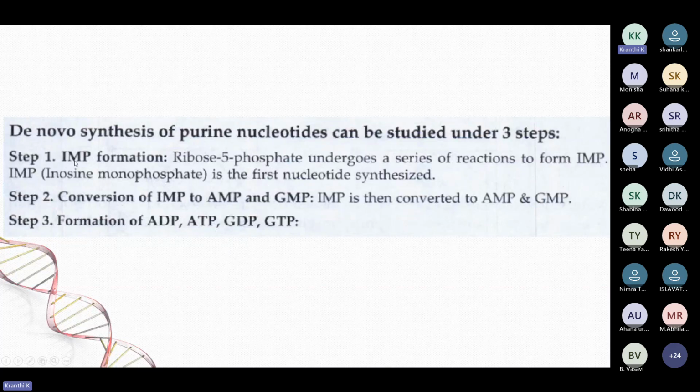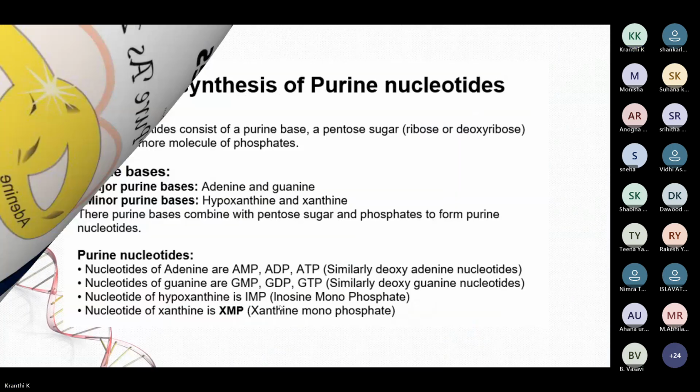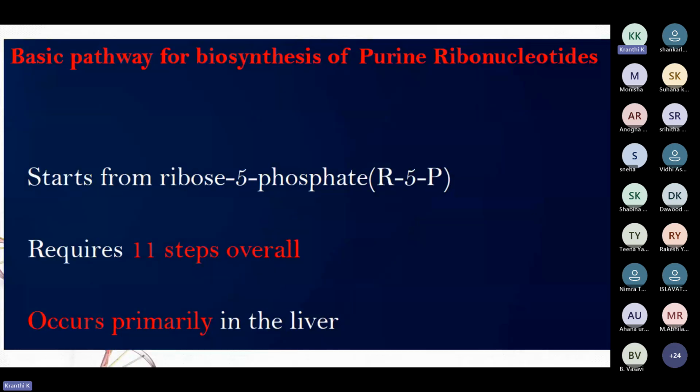Already I told you, inosine monophosphate. What is the inosine monophosphate? It is nothing but hypoxanthine. First, it creates the hypoxanthine.